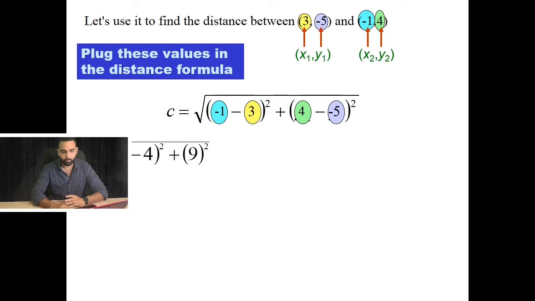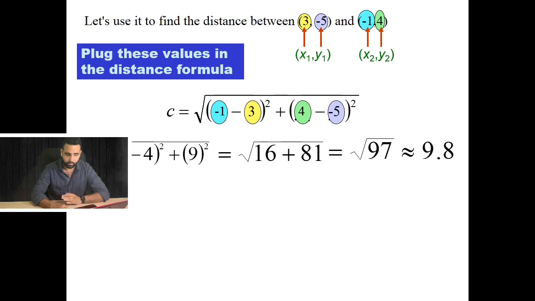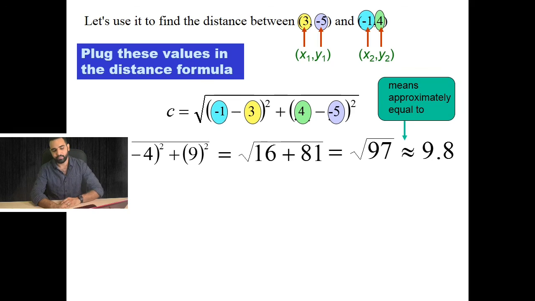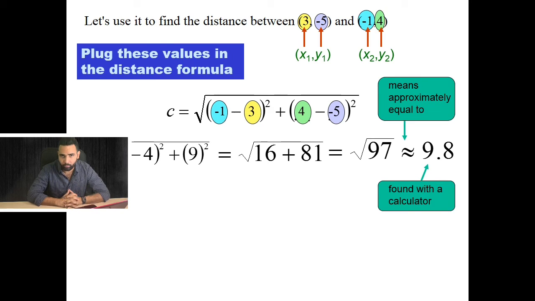-1 minus 3 will be -4. So it will be (-4) squared plus (4 minus -5), which equals 9, so 9 squared. By using your calculator, you can find this value. It will be approximately 9.8. So now you know the formula for the distance between 2 points, and you can use it to find the distance between any 2 points without drawing the graph.